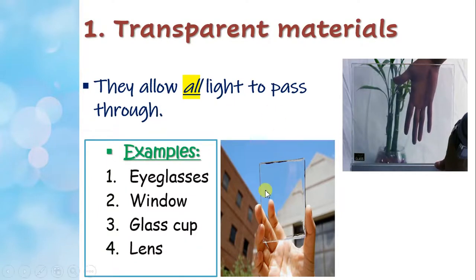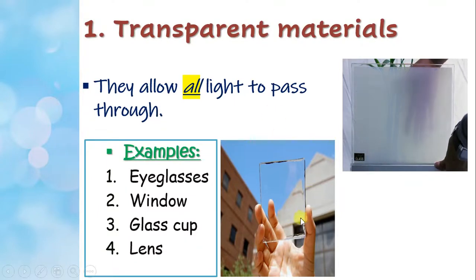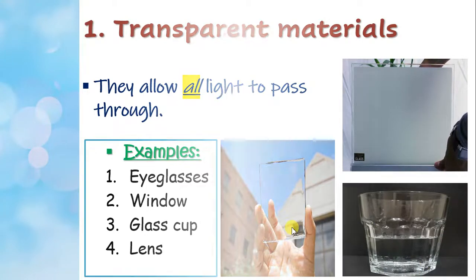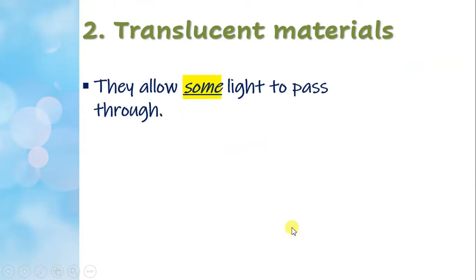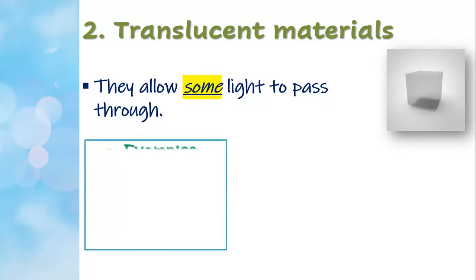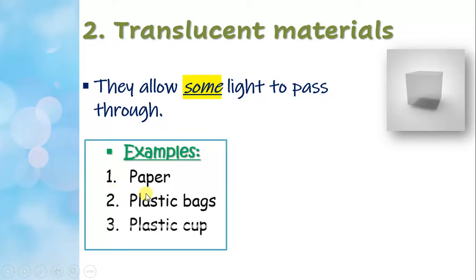A piece of glass transmits or allows all the light to pass through, and this is a glass cup. So these materials are transparent materials. Number 2, translucent materials. What about translucent materials? Translucent materials allow some light to pass through. They transmit some light, but not all the light. Like what? Examples like paper, plastic bags, plastic cup.